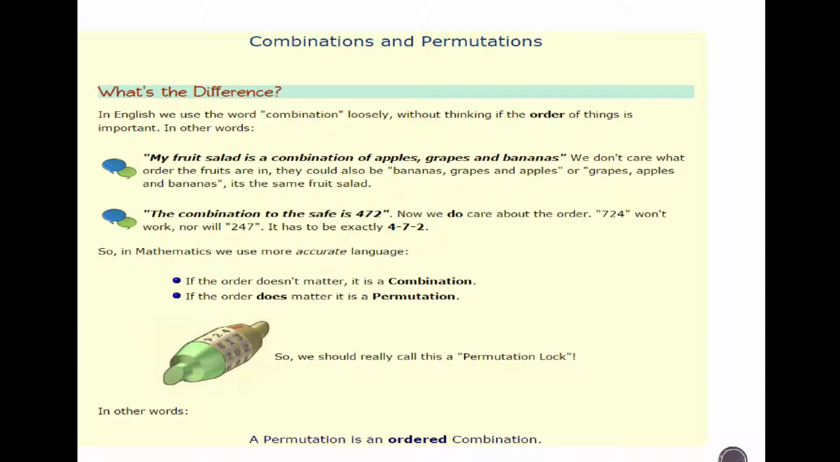Now, we do care about the order. 724 won't work, nor will 247. It has to be exactly 472. So in mathematics, we use more accurate language. If the order doesn't matter, it is a combination. If the order does matter, it is a permutation. So you have to take note of this term in statistics. Really, we should call this a permutation lock. In other words, a permutation is an ordered combination.